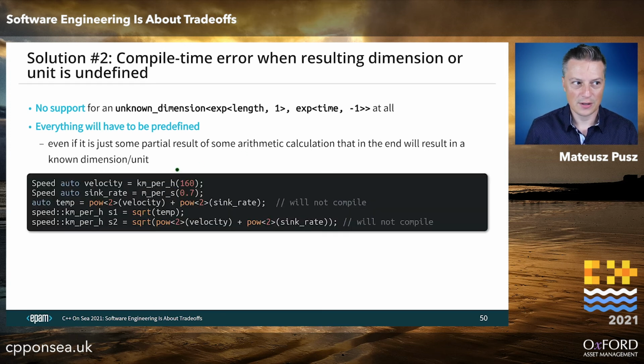So, for example, things like this one will not be allowed. We have velocity in kilometers per hour. We have sink rate in meters per second, right? And then we are doing some temporary calculation, like squaring the velocity and sink rate, and this won't compile, because the result of the arithmetic calculation here will not be defined by the user because it's something strange, power of 2 of velocity, of speed, and this will not be found by any definition. And basically such code will not be possible.